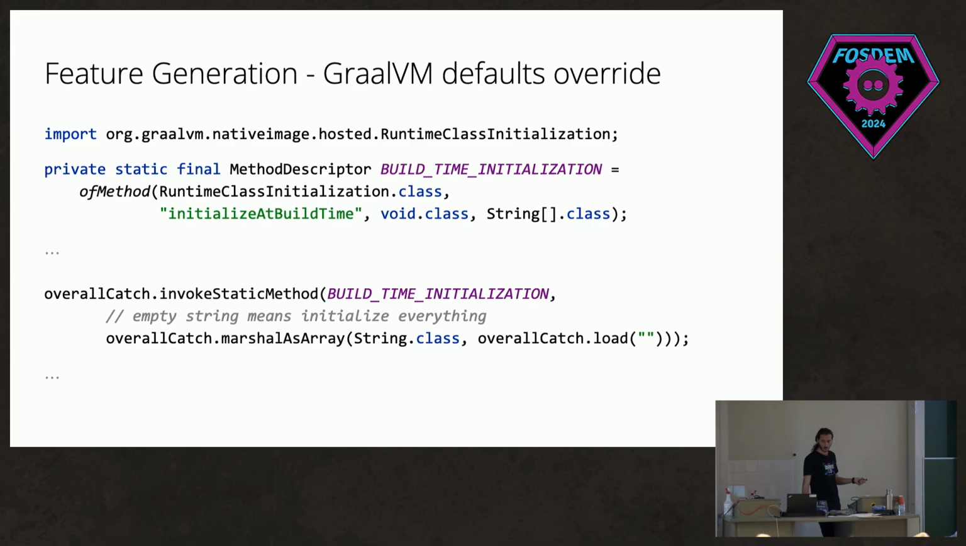So here is a part of the native image feature that we generate. What it essentially does is that it first gets the method descriptor for the RuntimeClassInitialization.initializeAtBuildTime method, and it will invoke this method, passing it a string array with the empty string. This instructs GraalVM to build time initialize everything, which is different than what it does by default.